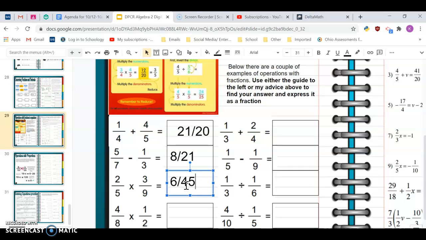Now I can see if I can reduce these. I happen to know that I can divide 45 and 6 by 3, which means that this will be a 2 up top. And below, that'll be a 15. So I'm going to just go through and make this font a little smaller. There we go. Turns out this would be our final answer.